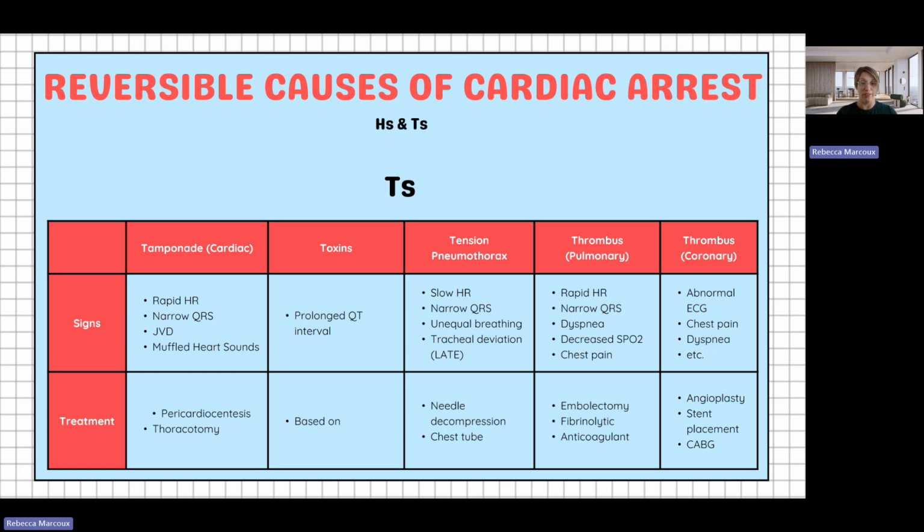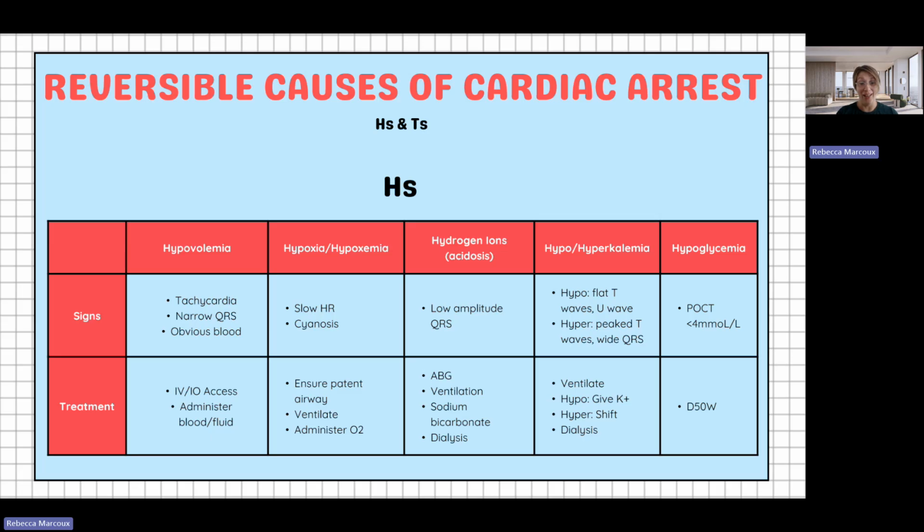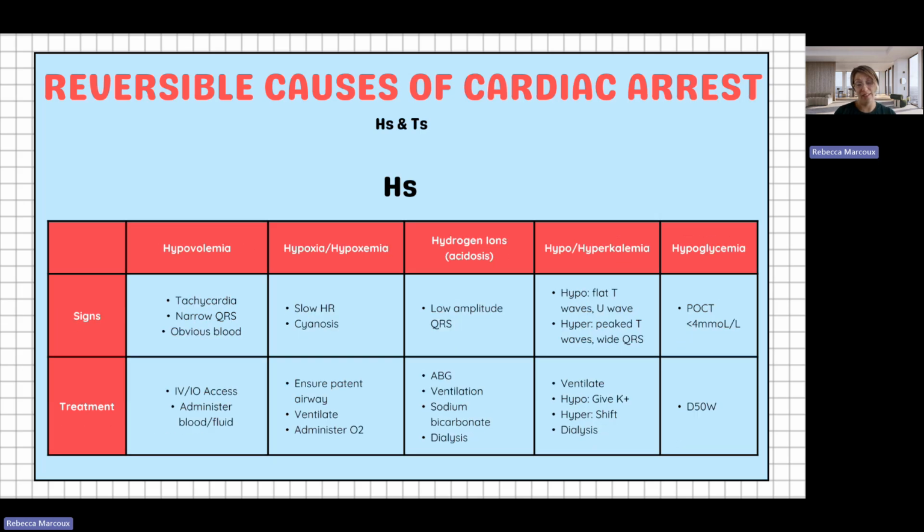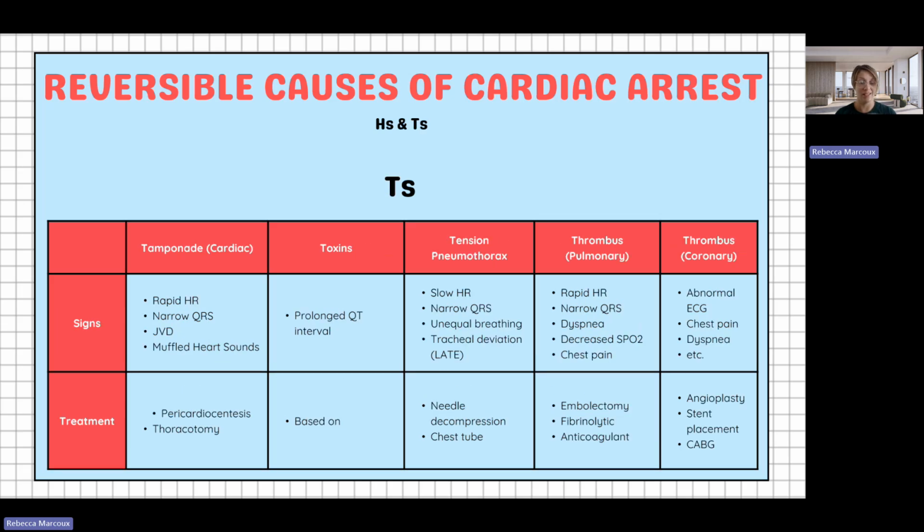So I know it's a lot. These are some of the things to be thinking about while doing all the other things you have to do during a code. So there is a lot, but these are some of the things that we can correct usually in a short period of time if this happens to be one of these things that is causing the arrest.